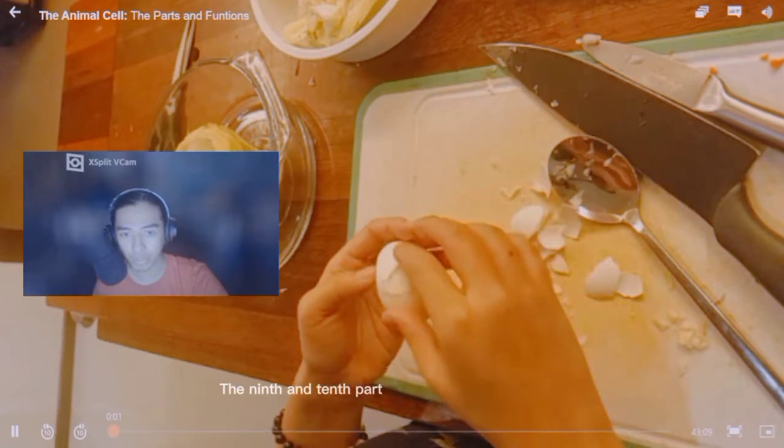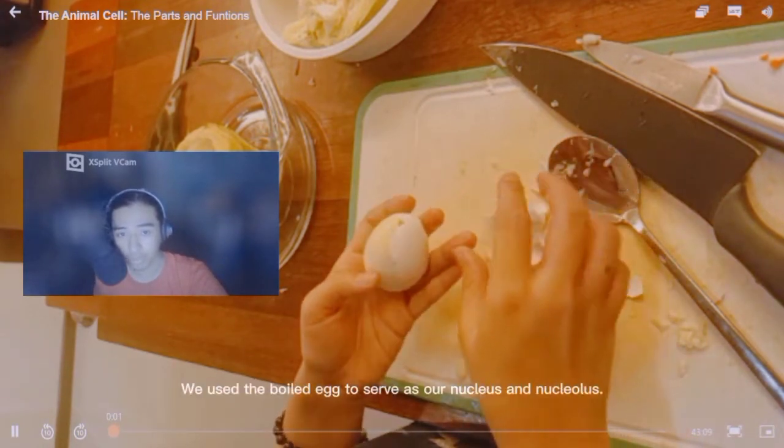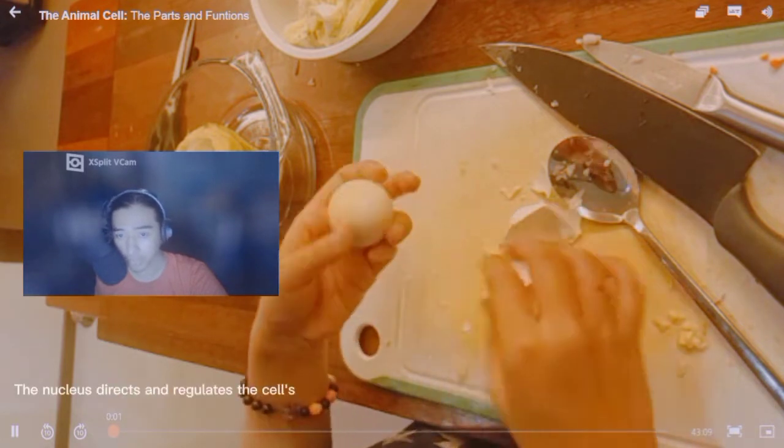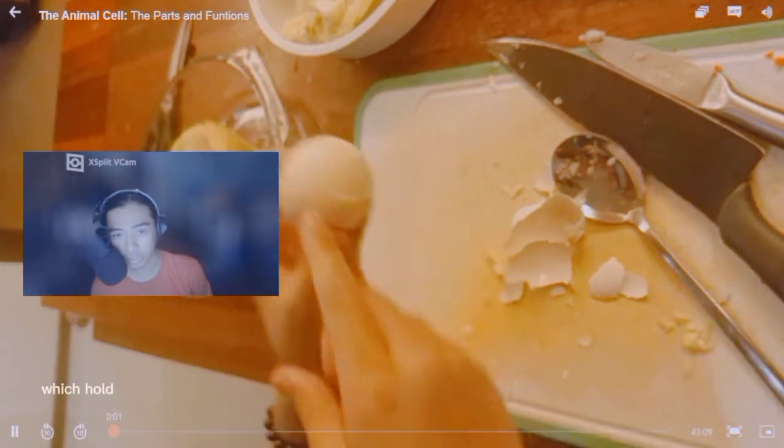The ninth and tenth part is nucleus and nucleolus. We used boiled eggs to serve as our nucleus and nucleolus. The nucleus directs and regulates the cell's functions, such as development and metabolism, and houses the genes, which hold the cell's genetic information.